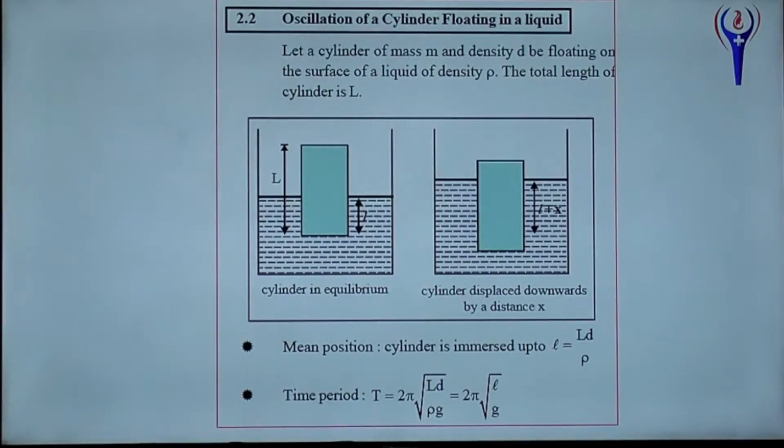Oscillation of a cylinder floating in a liquid. For that, note down this formula: T equal to 2 pi into square root of L d by rho g, that is, equal to 2 pi into root of L by g. Here small l is the distance immersed in the liquid, the part of the cylinder which is immersed in the liquid. Capital L will be the total length of the cylinder.